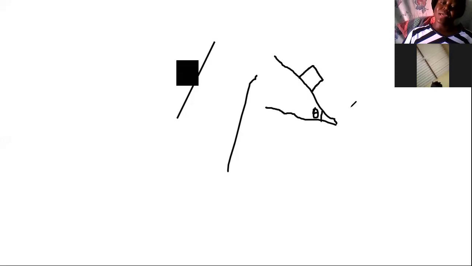Okay, so if this is your surface, the one that I'm drawing here, that is your surface, and then you place an object. You can see that the surface is placed at an angle, so your surface makes up an angle.